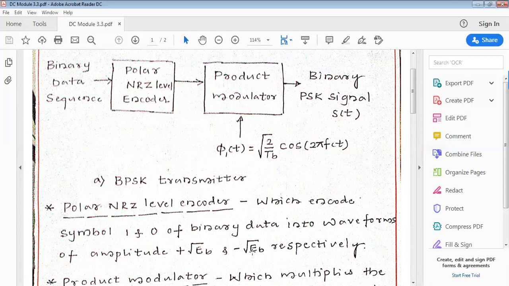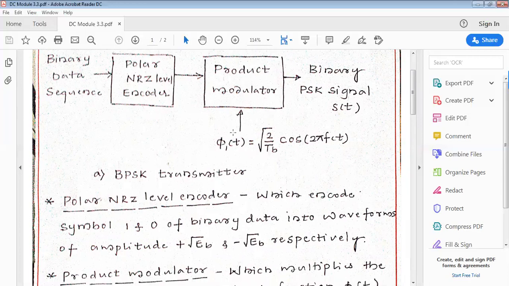Once the encoding is done, that encoded waveform is given to the second block, which is the product modulator, where it is supplied with a unit energy basis function phi1 of t equal to square root of 2 divided by Tb cos 2 pi fc t. At the output of this product modulator, you will get the two signals of BPSK, S1 of t and S2 of t. Both differ in 180-degree phase shift.